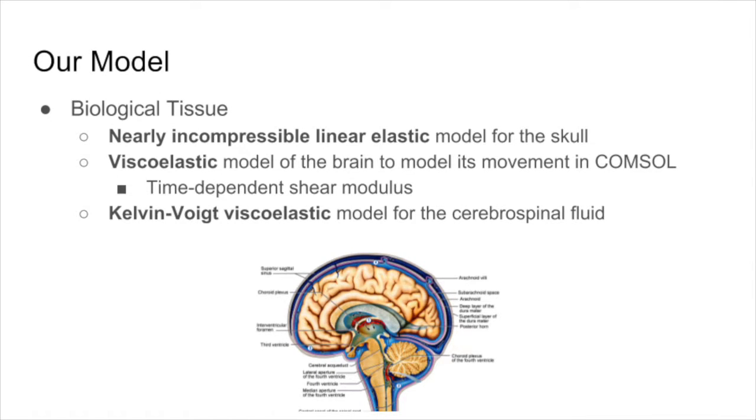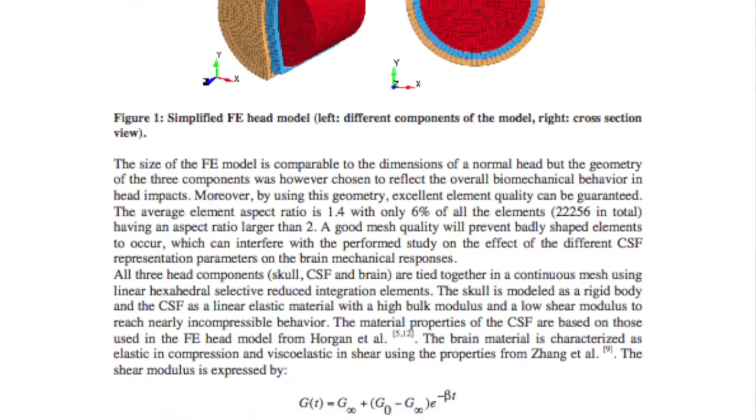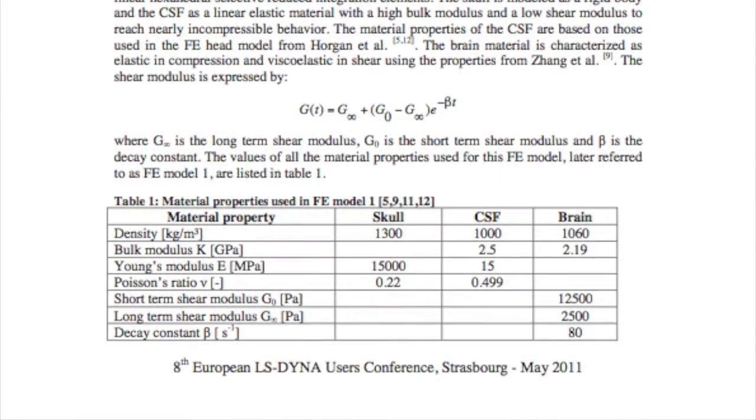Ultimately, we decided to use a nearly incompressible linear model for the skull, a viscoelastic model with a time-dependent shear modulus for the brain, and a Kelvin-Voigt viscoelastic model for the cerebrospinal fluid because the Kelvin model is best suited for more fluid-like materials like the CSF. The material properties we chose for these models are shown here.